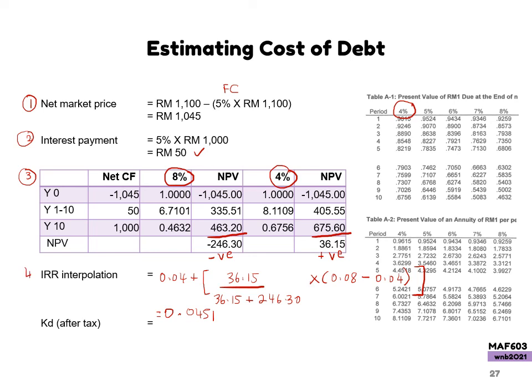Yang ni step number 4. Masih lagi kena buat step number 5. Kena cari after tax. So, yang ni I akan darabkan dengan 1 tolak 0.25. Dan I akan dapat KD after tax of 0.0338 or 3.38%. So, macam itulah juga yang you perlu buat dalam exam kalau dia suruh cari cost of debt dan that debt tu is redeemable. You perlu buat 5 step ni.